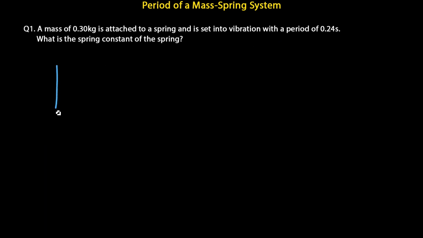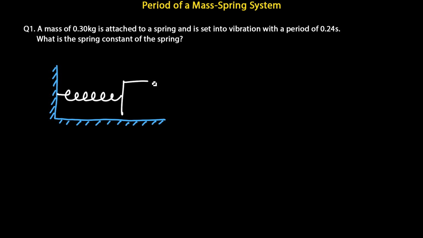So let's start with our first question. A mass of 0.30 kilograms is attached to a spring and is set into vibration with a period of 0.24 seconds. What is the spring constant of the spring? So I'm going to draw this out quickly just so we can visualize this more easily.